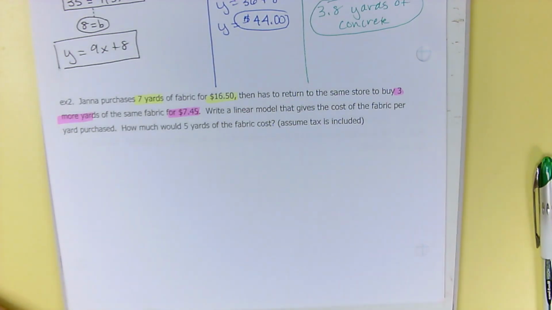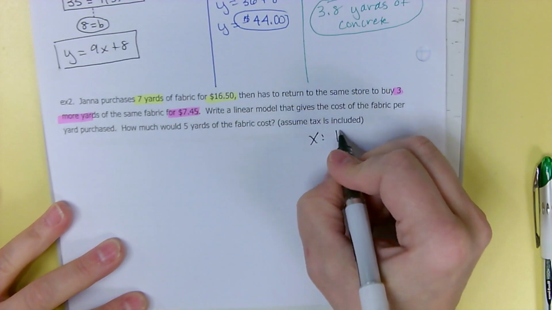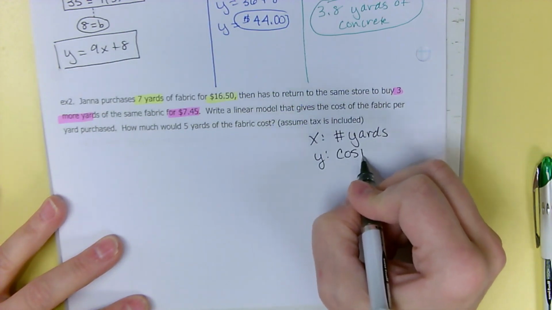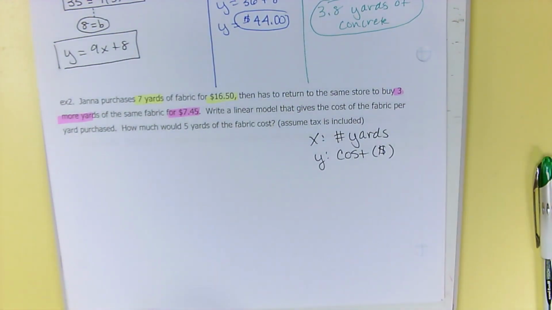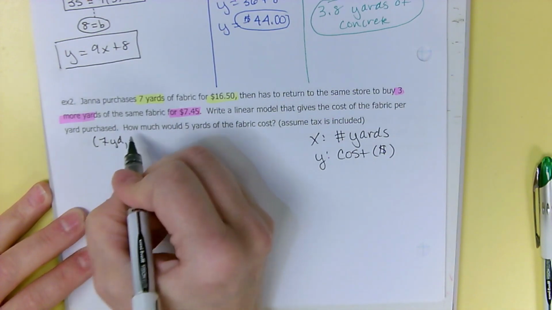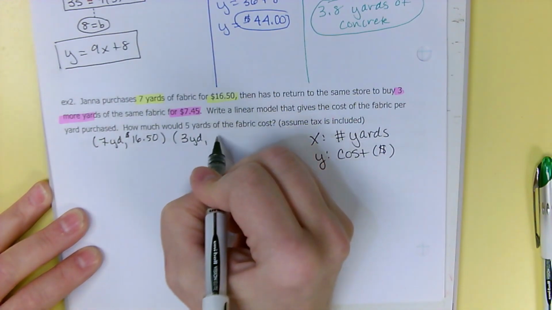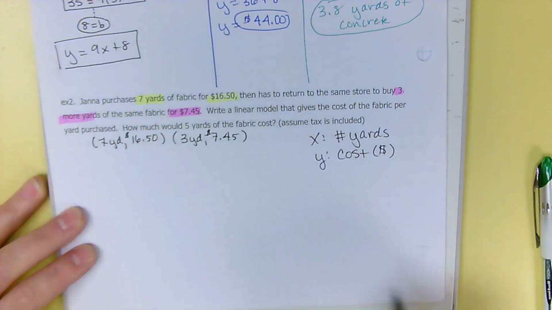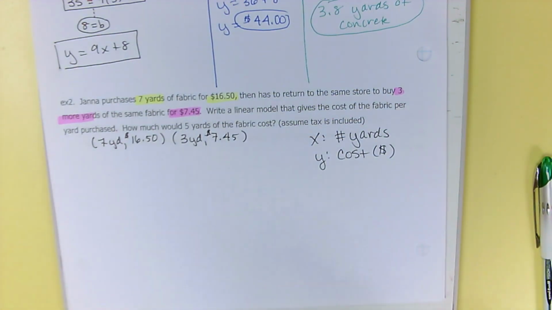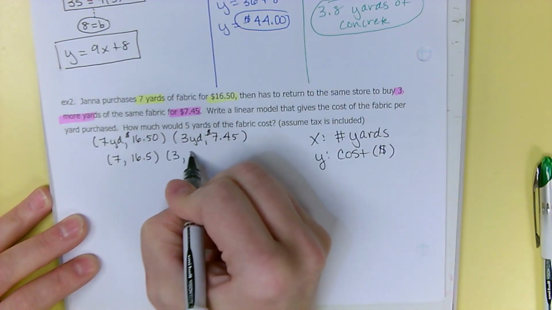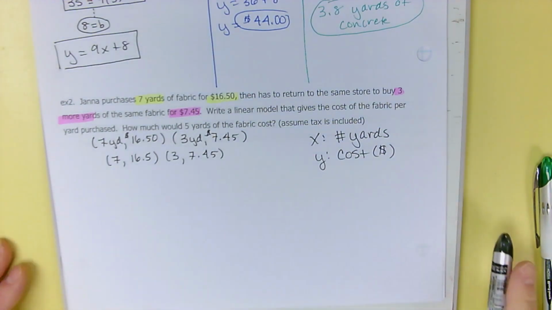Write a linear model that gives the cost of the fabric per yard purchased. Okay, so my X is going to be the number of yards of fabric, because that's how we determine the cost. And the Y is going to be the cost of those yards in dollars. All right, so let's take the information and write our points. I have 7 yards for $16.50. And then I have 3 yards for $7.45. So taking the units off, it's 7, 16.5 for the first one, 3, 7.45 for the second one.